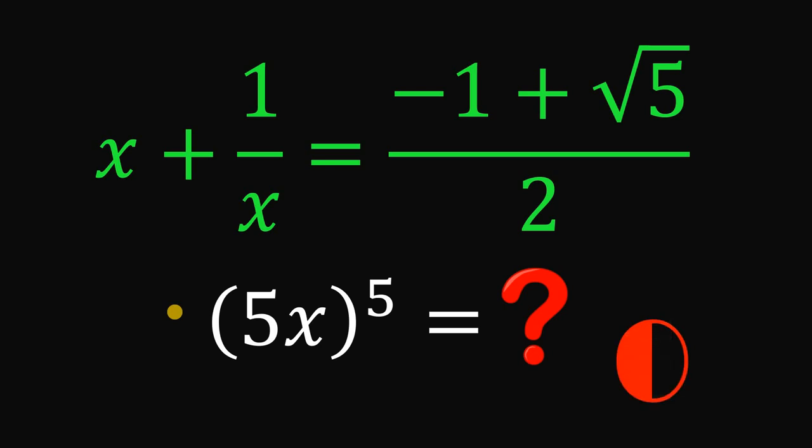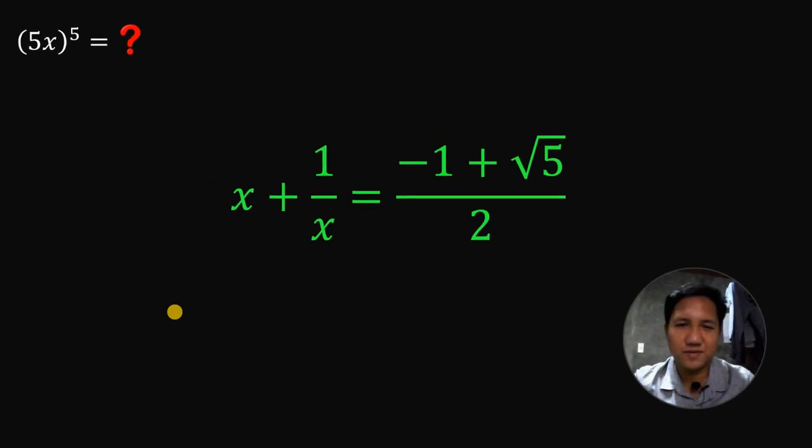And now, let's answer this question together. So, the question is to solve for the value of 5x raised to the 5th power, and we are given an equation that says x plus 1 over x equals negative 1 plus square root of 5 all over 2. Now, there are many ways to answer this kind of question, but here's one possible way. First thing to do is to cancel out the denominators.